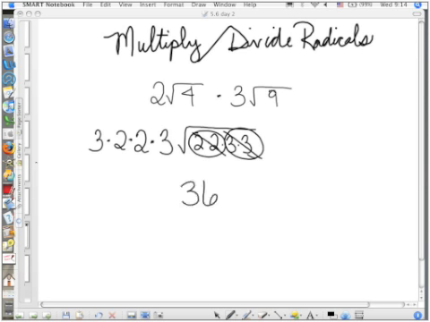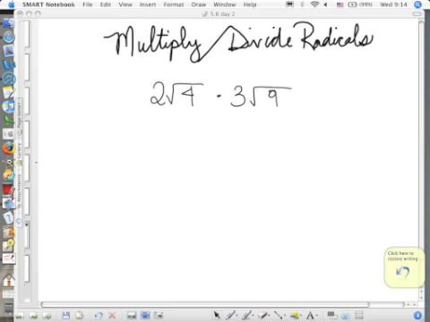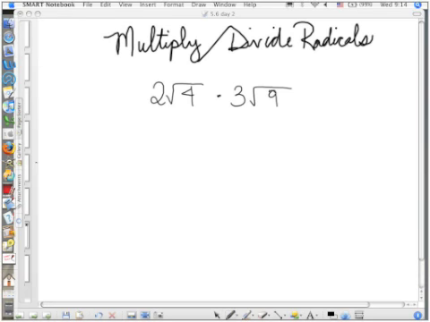Is it always going to end up like that? No, you may still have something left in it. But in this case, it just worked out perfect. So with multiplication, whole numbers multiply together, radicals multiply together, and you still have to simplify. Is it all this easy, or does it get hard? Oh, it gets harder.